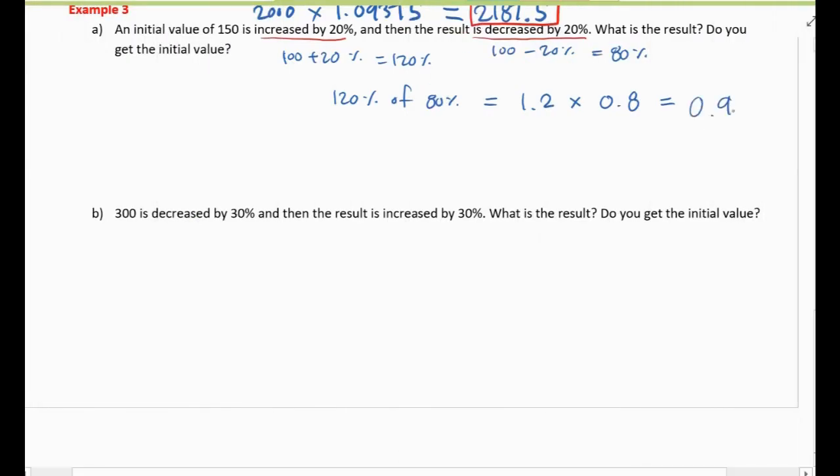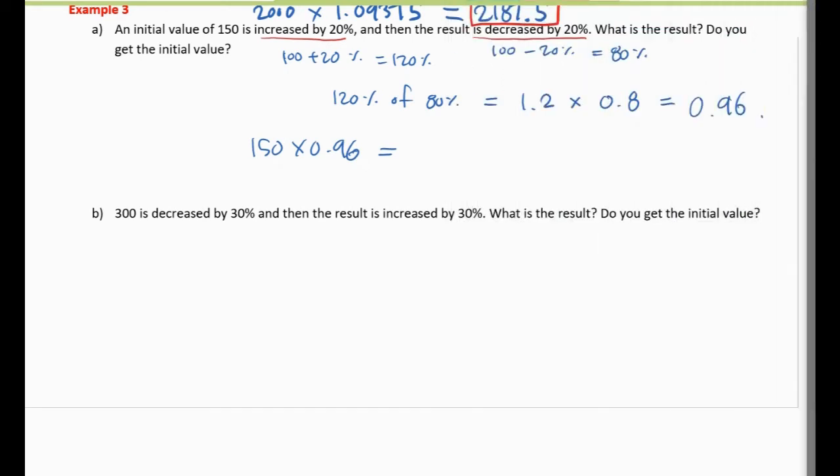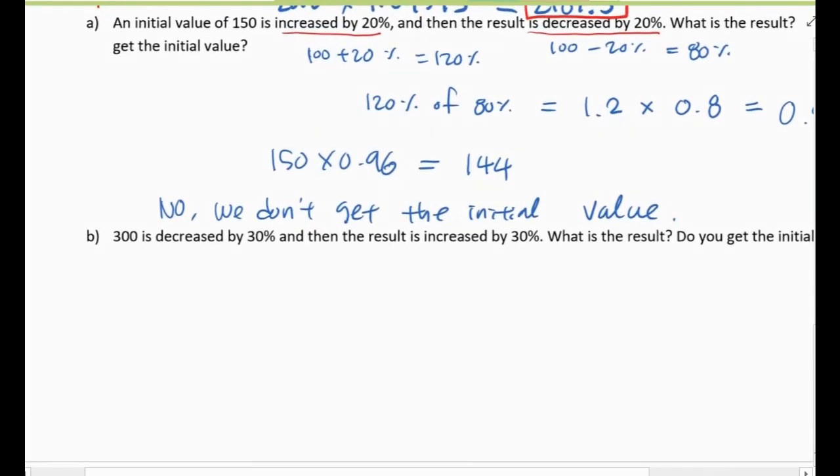So we're going to multiply 150 times 0.96 and see what we get. That is 144. So the answer is 144, and we didn't get the same result. We didn't get the initial value, so the answer is no. Why didn't you get the same value?